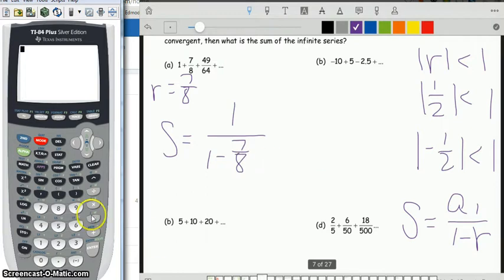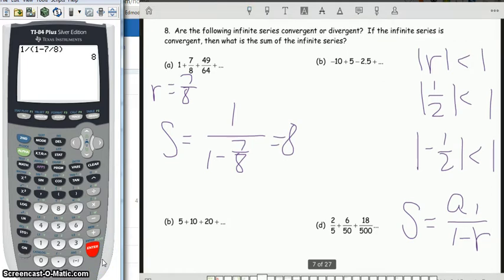To plug it into my calculator, to show you how to do that here, I'm simply going to do 1 divided by, and I just put the bottom in parentheses. As long as I do that, I get the right answer. And I see that my answer is 8. So the sum of the infinite series for number 8, letter A is 8.